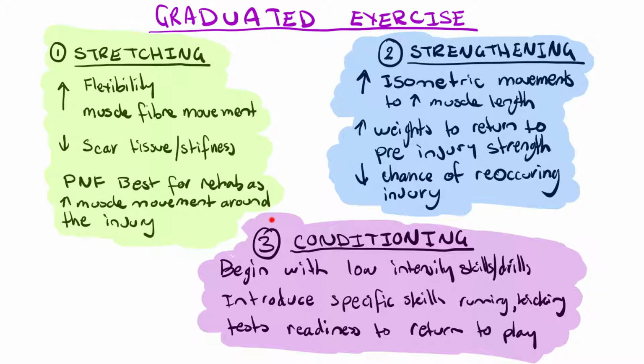The third stage is conditioning, so having a look at that concept of the whole body's physical fitness. This would begin with low intensity skills or drills, so maybe just walking or swimming, like low impact, and then building up to specific skills for sport. So for example, running or kicking. If it's swimming, they might start with walking or slow walking in the pool, and then might eventually start to turn into full swimming.